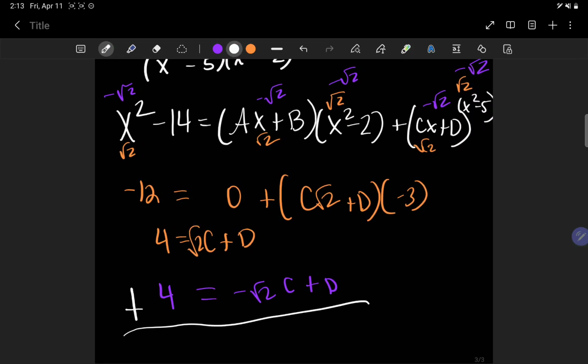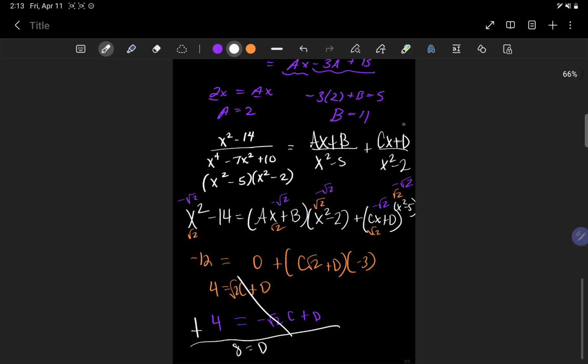Okay, because this is our own little system, and those are eliminations, opposite signs. Yeah. So D is 8. Ooh, okay. 8.